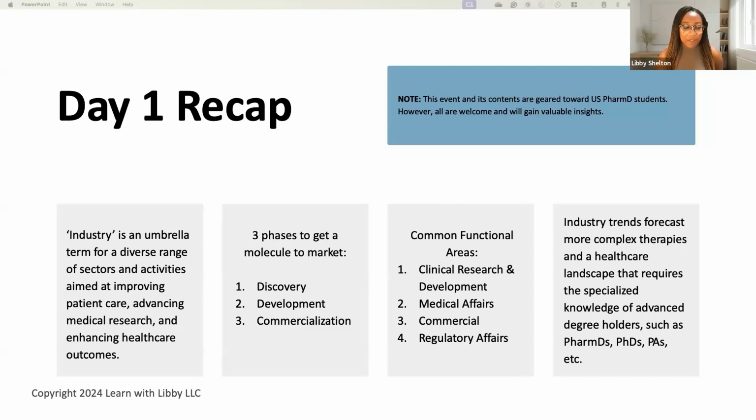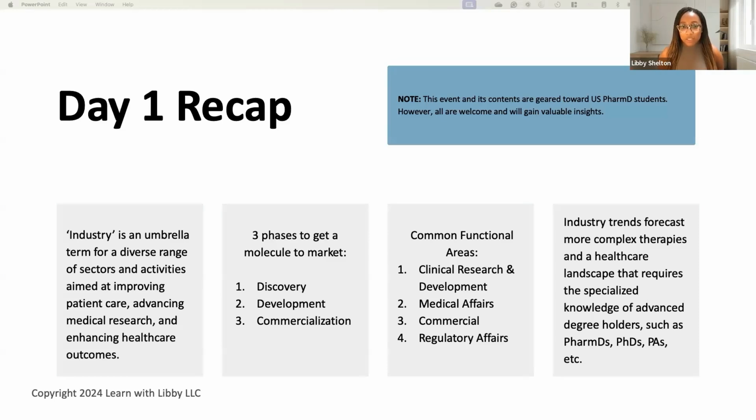And so last night we covered what industry really means. Industry is an umbrella term for a diverse range of sectors and activities aimed at improving patient care, advancing medical research, and enhancing healthcare outcomes. There are 3 phases to get a molecule to market: discovery, development, as well as commercialization. And then you have your common functional areas within clinical research and development, medical affairs, commercial, and regulatory affairs. And tonight we'll really be diving into those first 2.